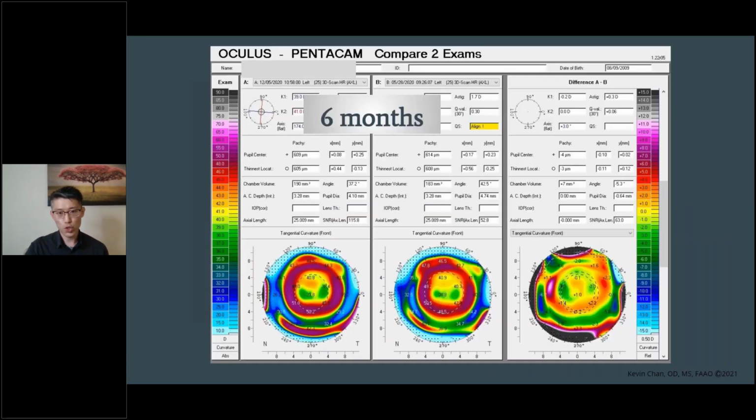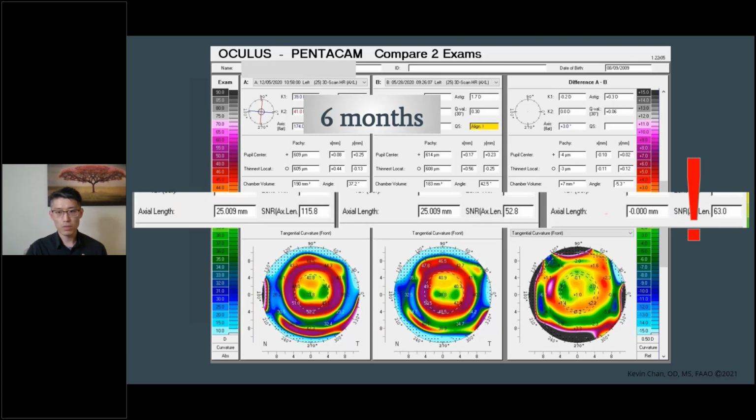Here's another example showing what Pentacam can do for you in terms of providing the wow factor for patient. What we're seeing here is a 6 months comparison, with baseline shown in the middle versus 6 months follow-up on the left-hand side. The image shown on the right-hand side is the overall comparison. And eventually, we're seeing that axial length changes literally by 0.